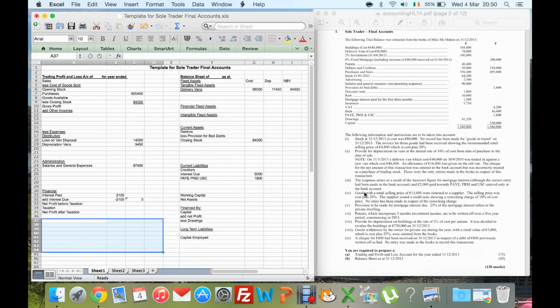Moving on. Goods at retail price of 15 grand were returned by supplier. Selling price is cost plus 20%. So there's a number of things that need to change. So seller issued credit note showing restocking charge of 10%. So no entry made for the restocking charge. So that means that everything else is done right. So the two things we'll have here is restocking. And now these goods were returned to a supplier, so there'll be purchase returns. So the restocking will be put in with purchase returns.